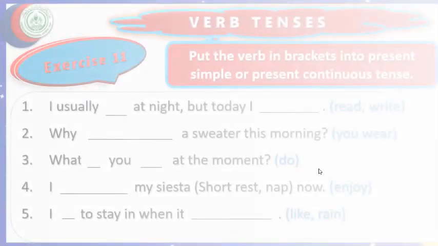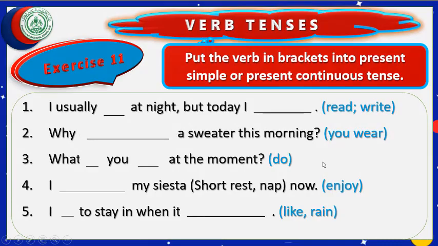Yes, students, this was the method of making sentences with the help of the table. I think you have understood it very well. This is exercise 11. Very simple, very easy. I shall read the instructions for you. Here is written, put the verb in brackets into present simple or present continuous tense. Here is written, I usually. Usually means every day or after 2 days, something like that. I usually read at night, but today I am writing.